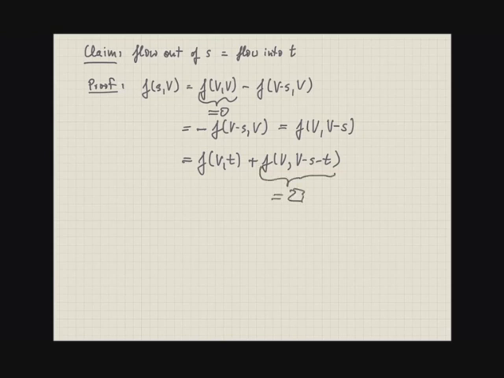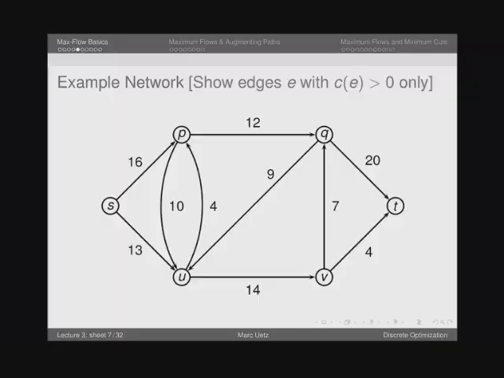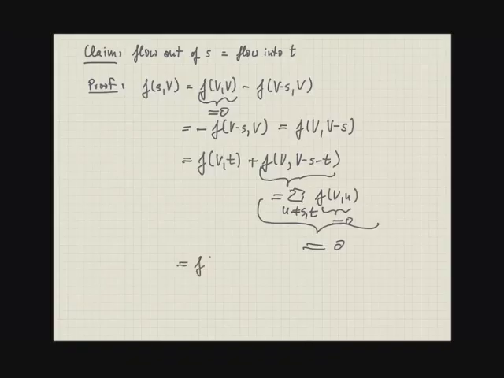So that's just the sum over all vertices U not equal to S or T, and then the flow from V to U. But by flow conservation, we know that this thing here is equal to 0. So therefore this whole thing is equal to 0. And hence, this is equal to the flow from V to T, which is just the flow into T.